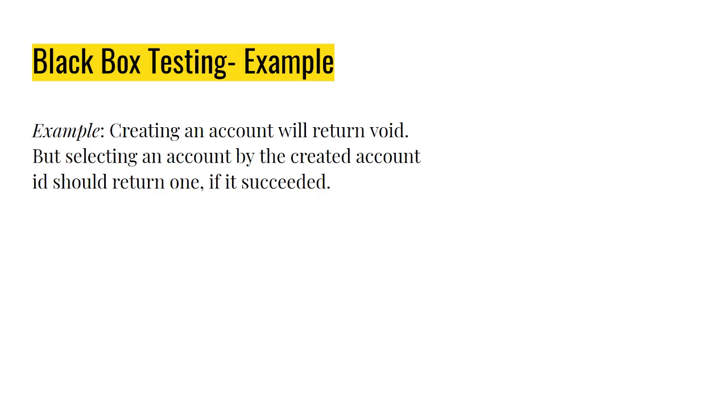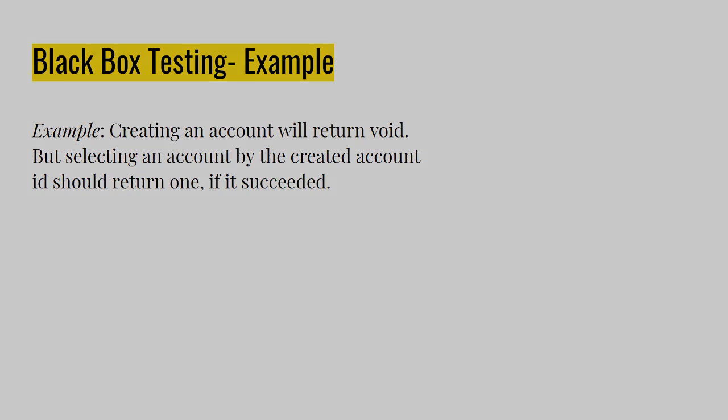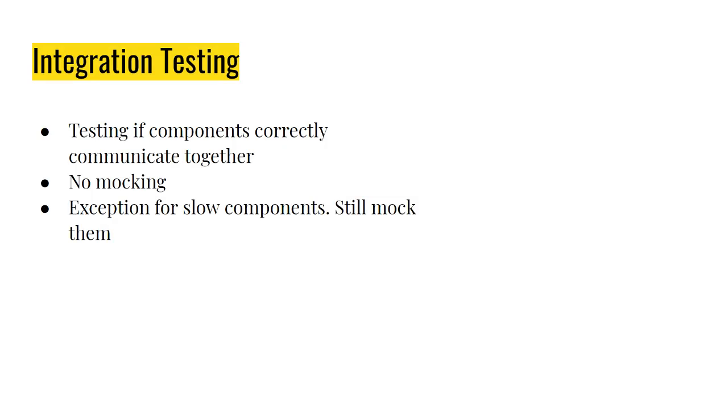So black box testing would also work if we have no result after doing something, but we have side effects. And those side effects we can still check. For example, if we create an account, it returns void. But if we select an account by the created account ID or the latest account, we should get one account if it succeeded. If we didn't get an account, if it wasn't found, then it didn't succeed. Integration tests are just something that you do the same but don't mock.